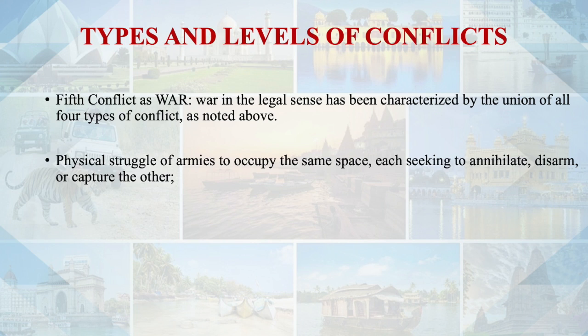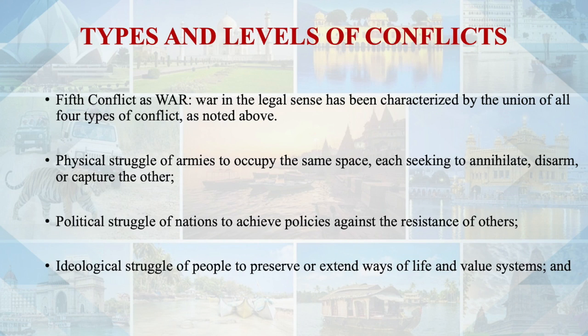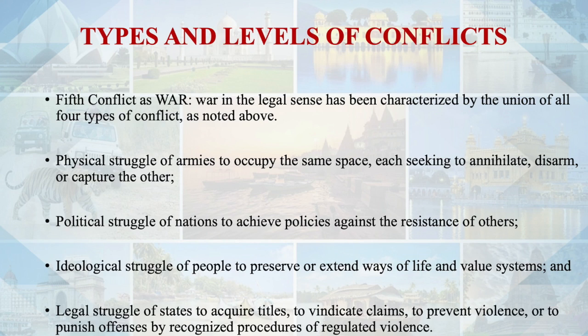all these 4 together make a conflict as war. So in a physical struggle, what happens? Armies try to occupy the same space by either annihilation or by disarming or by capturing the territory of other countries. Under political struggle, nations try to achieve policies against the resistance of other parties. In ideological struggle, people try to preserve or extend ways of life or value systems over others. And in legal struggle, any state or group of states acquires titles to vindicate the claims of other parties or states, and to prevent violence or to punish offense by recognized procedures of regulated violence.